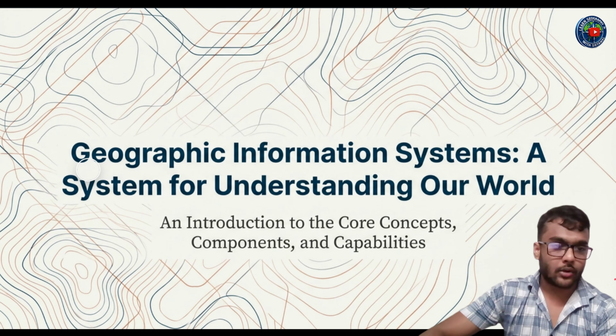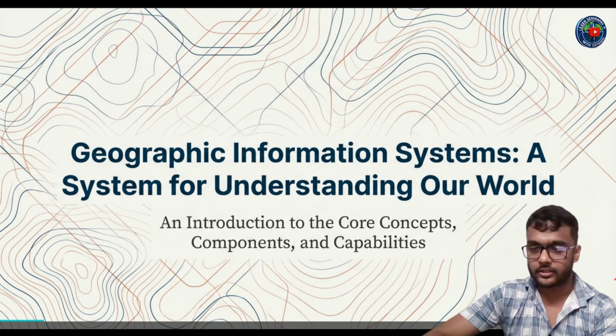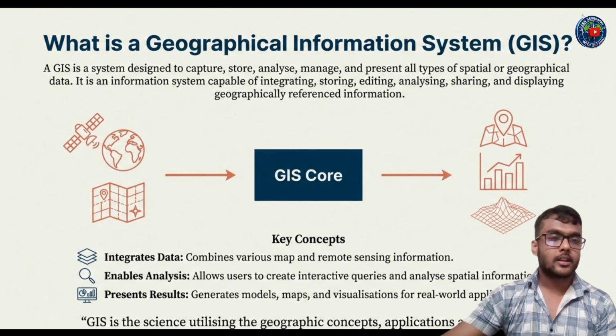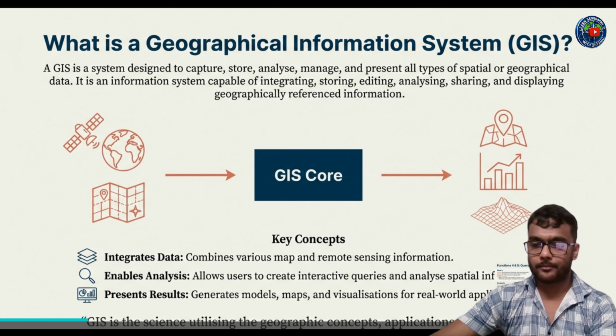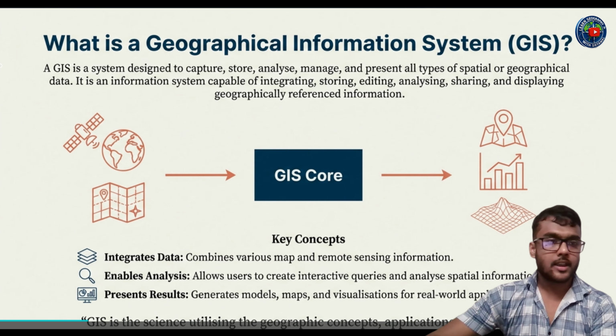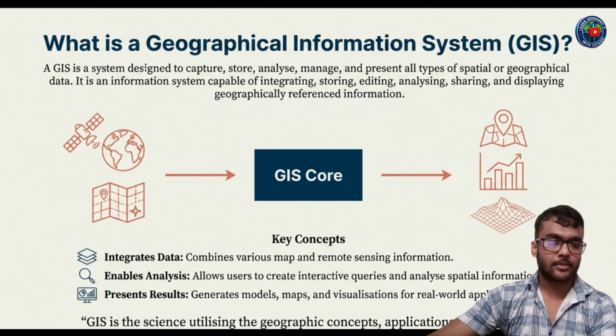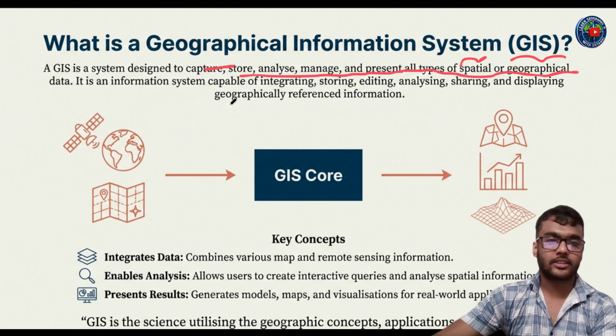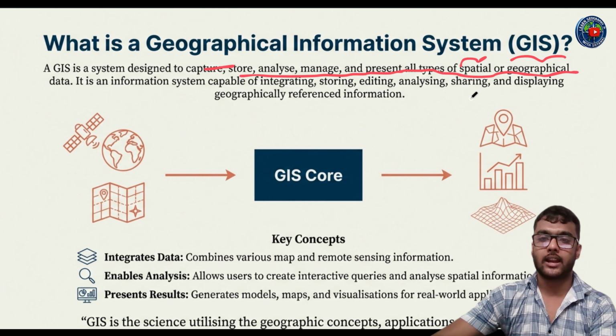Good morning, everyone. Today we are going to discuss the Geographic Information System, that is GIS: its basic concepts, components, and capabilities. A GIS is a system designed to capture, store, analyze, manage, and present all types of spatial or geographical data. Spatial means it's related to space, and geographical means data on the Earth's surface. It is an information system capable of integrating, storing, editing, analyzing, sharing, and displaying geographically referenced information.